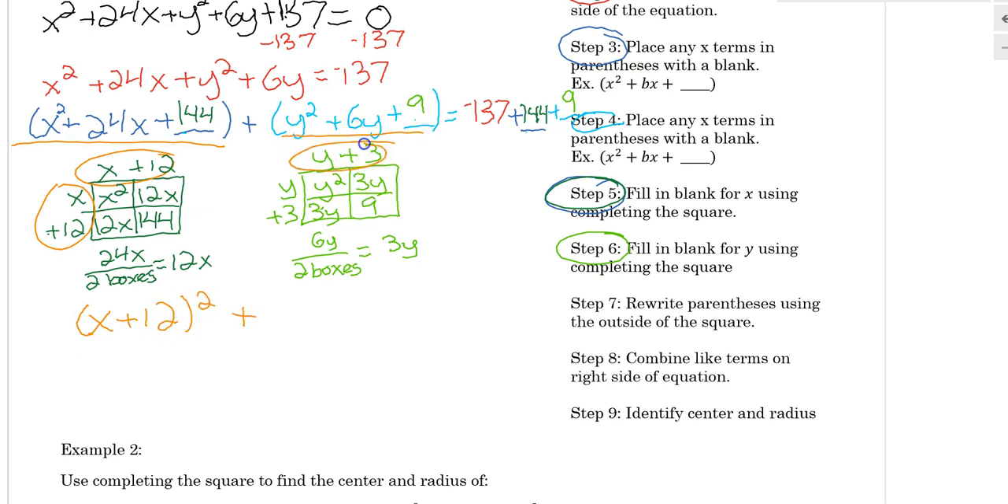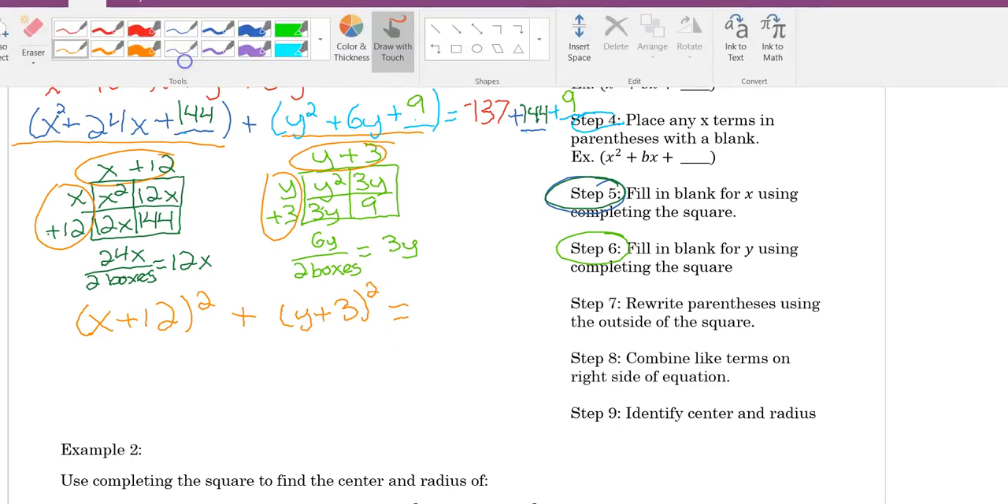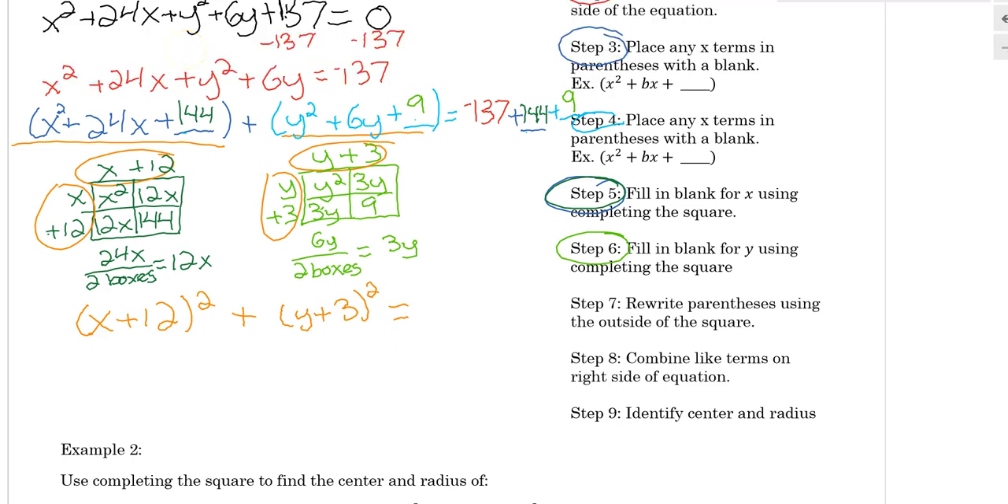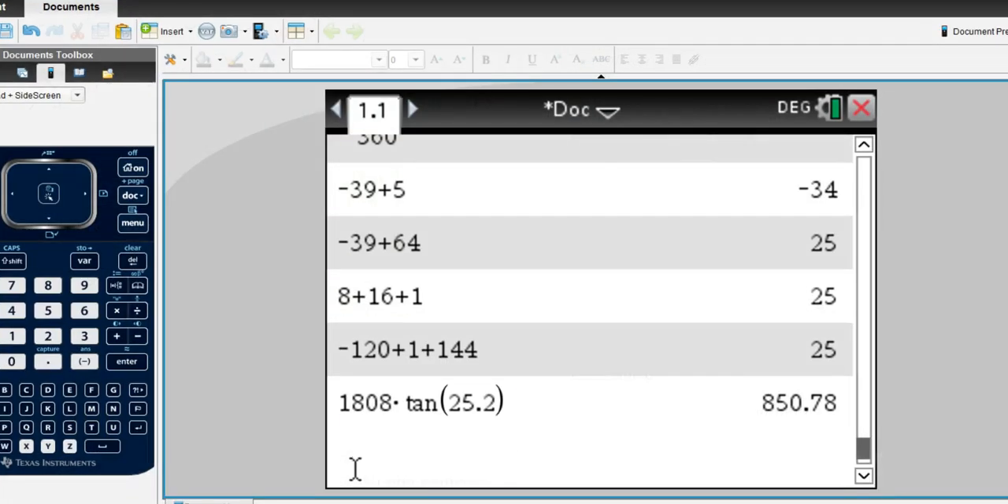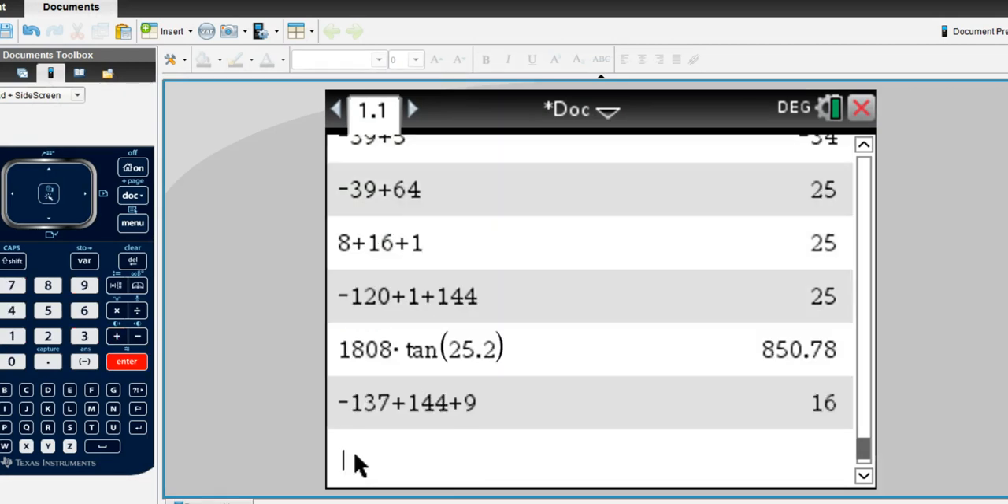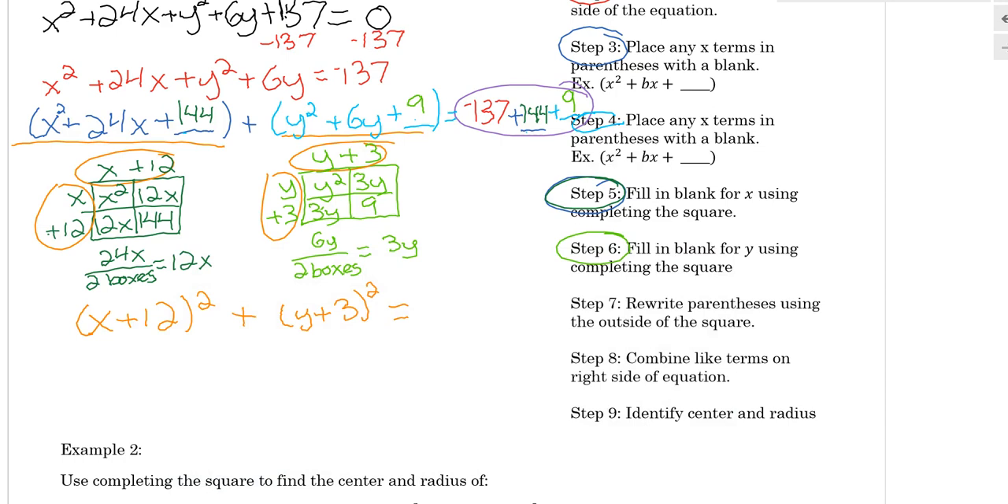Rewrite my y's with what's on the outside. Y plus 3 squared equals, and then I just add up all my numbers. Negative 137 plus 144 plus 9. We get 16.